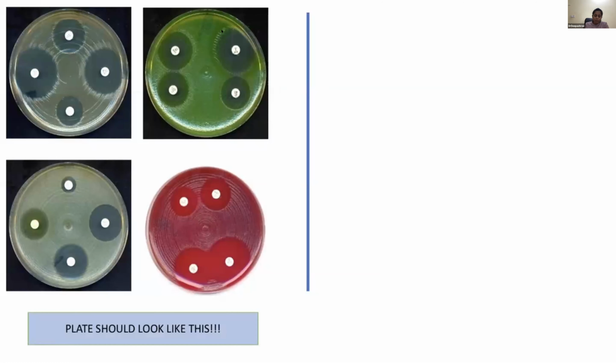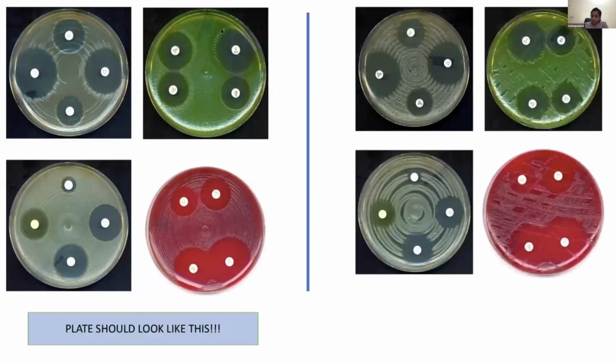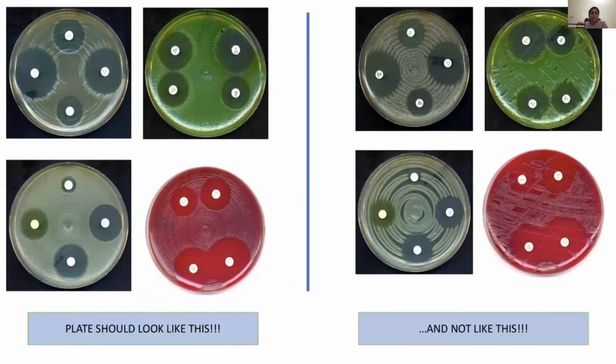You can see the picture here. Uniform growth is seen, including on blood agar with MHA. I'll show you the second picture. You can see here there are isolated colonies. These are termed as not satisfactory. This is a picture from EUCAST.